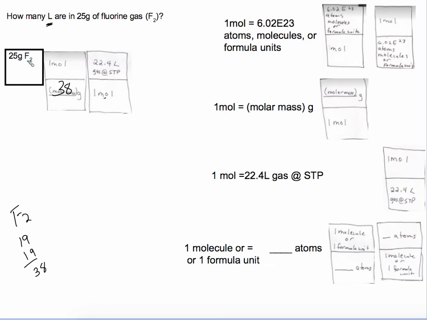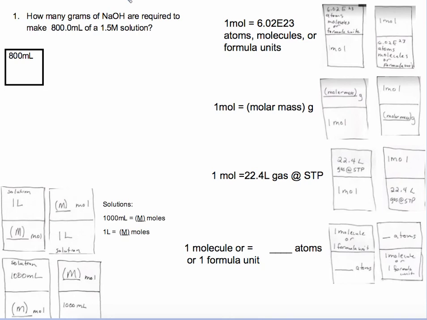See, every time, every unit using this method is the same: grams has to be diagonal from grams, and moles have to be diagonal from moles. You always have to keep that in mind as you do these problems. Okay, so the answer is 14.7 liters F2. Okay, let's go on to the next problem.